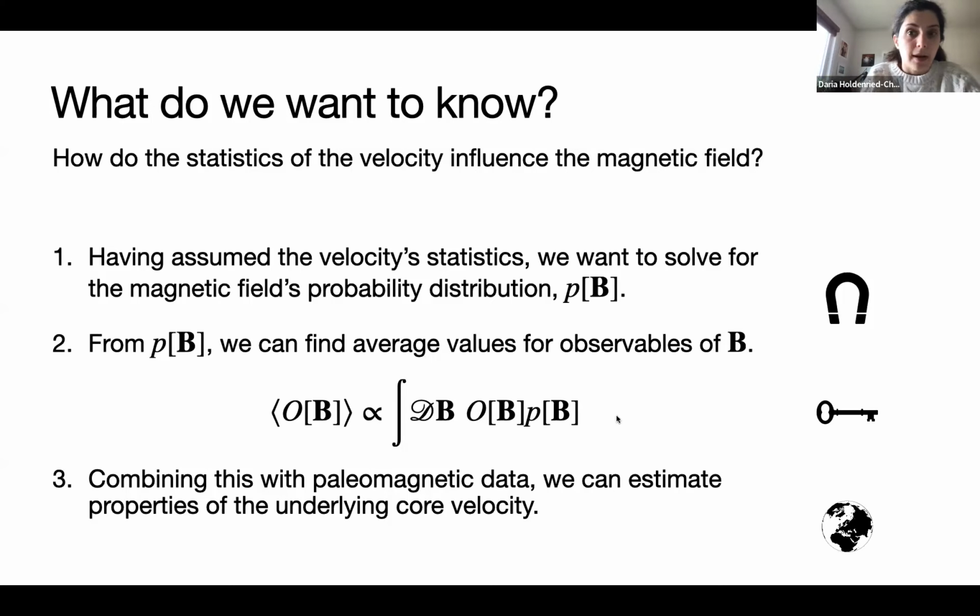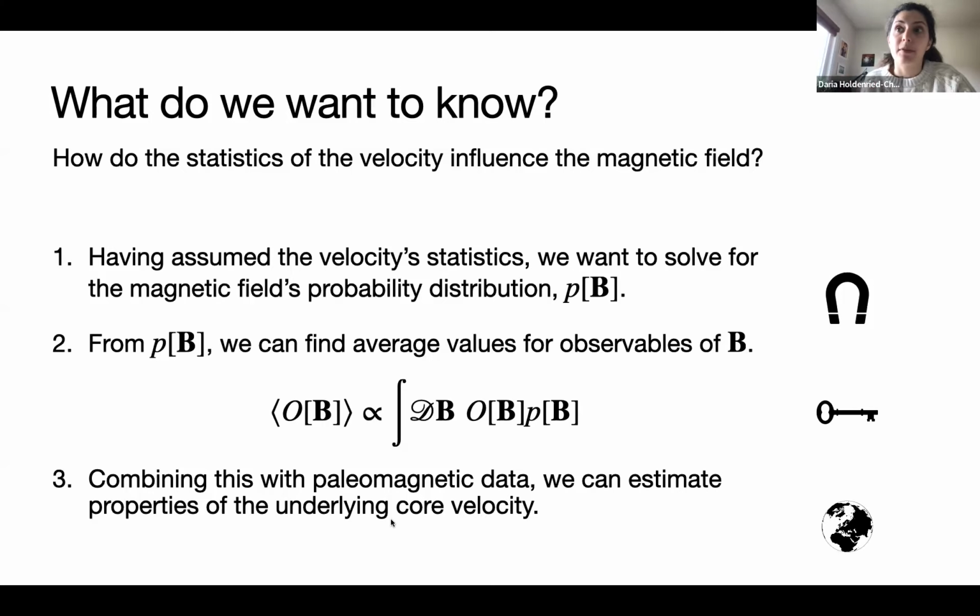The idea is then to combine these results with paleomagnetic data to then back out estimates of properties of the underlying core velocity. Now, when we're looking at variability, which is what we are interested in for the reversals, this approach becomes quite difficult.